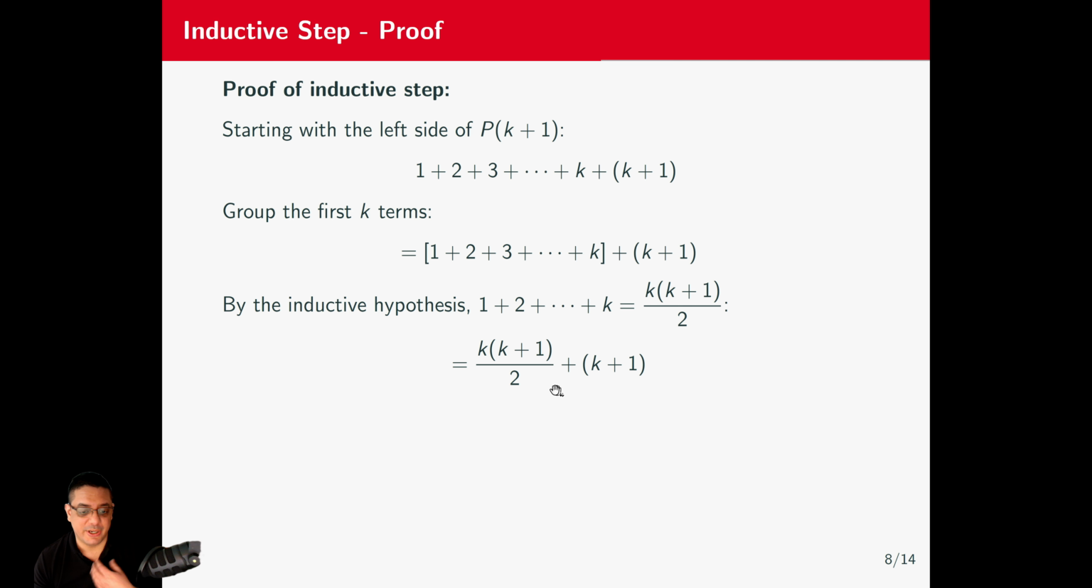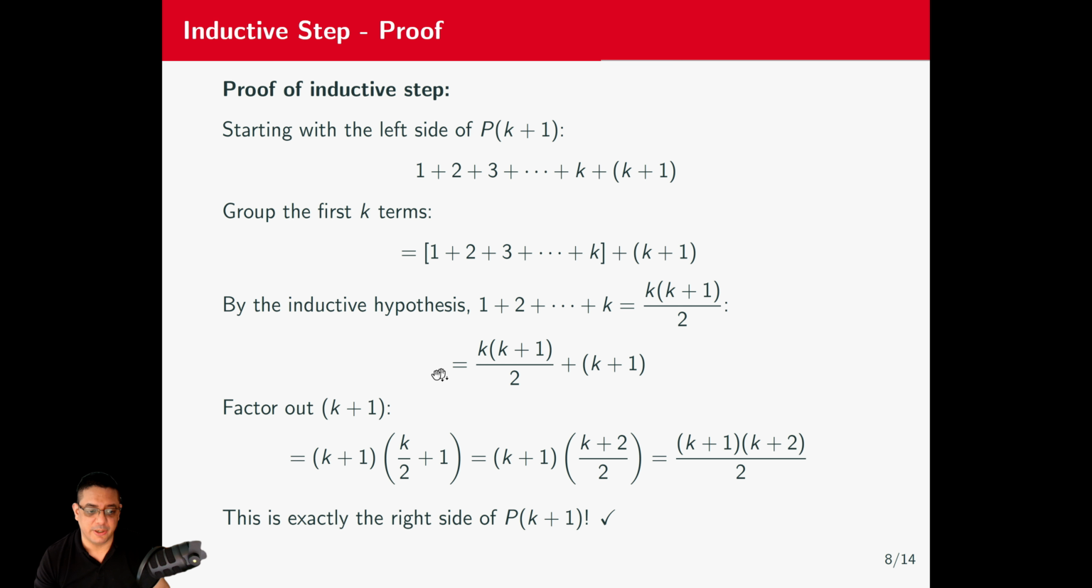And so now at that point, I need to do a little bit of algebraic manipulation here. I'm going to factor out k plus 1. And so notice that if I factor out k plus 1, I get k over 2 plus 1. And so now if I simplify this, if I put this in a single fraction, that's going to be k plus 2 divided by 2, right? 1 can be seen as 2 over 2, so I put this together in a single fraction, and I have that. And now, notice that because multiplication is associative, I can see this as k plus 1 times k plus 2 over 2, which is exactly the right side of P of k plus 1.